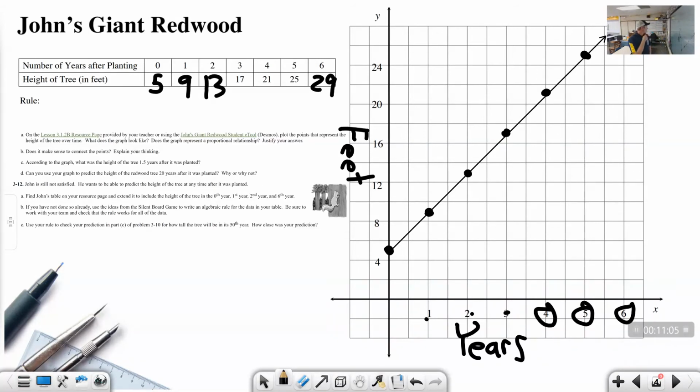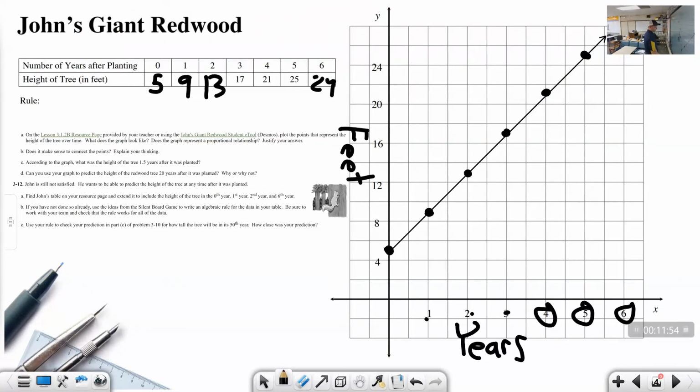So let's write D. We cannot use this graph to predict 20 years because it is too small. Pause it if you need to. Now, problem letter A, 3-12A, says find John's table on your resource page and include the height in year 0, year 1, year 2, and 6th year. So what I want you to do in 3-12A is write the word done, because we did that as a part of the beginning.